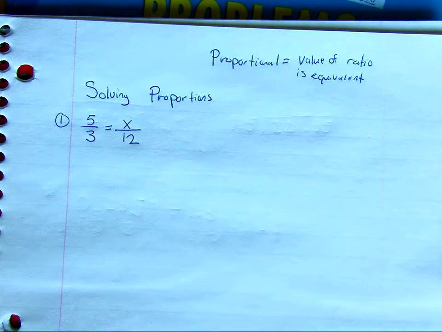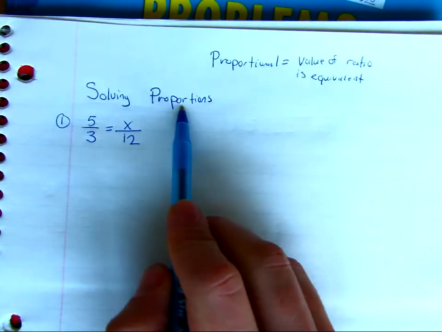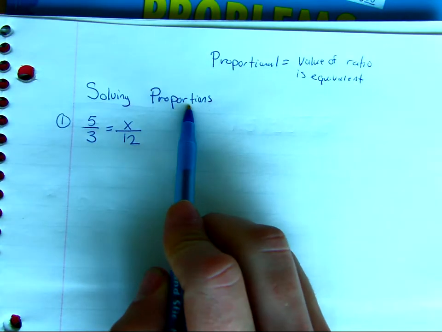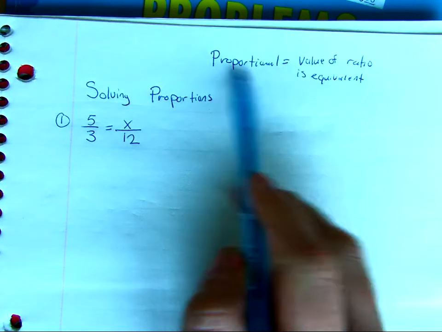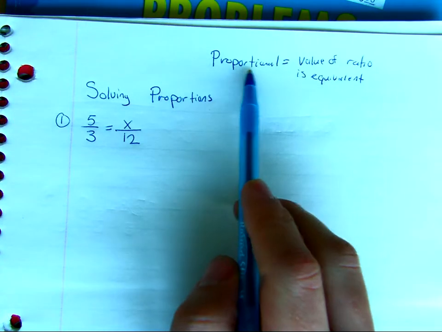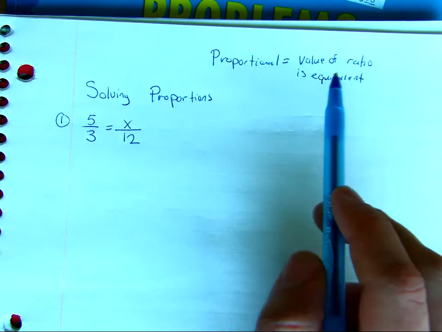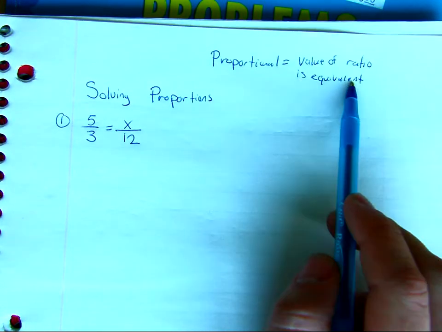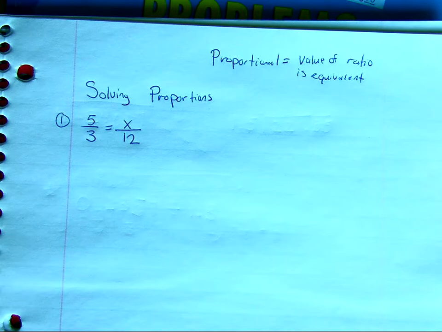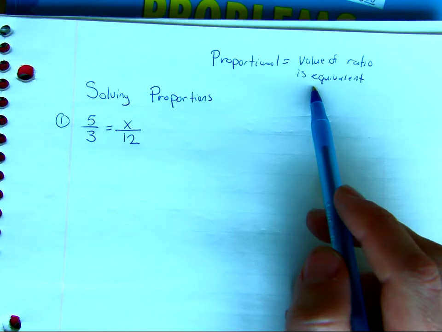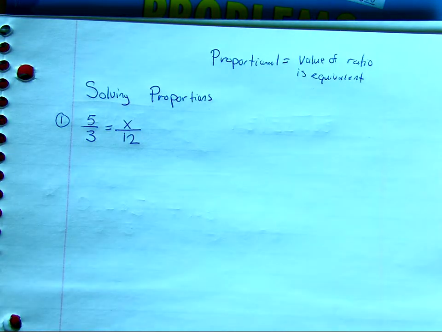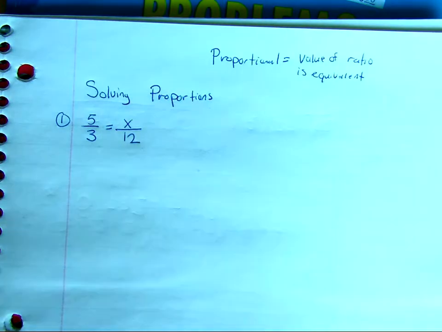Okay. So today we're going to look at solving proportions. What the word proportion means is based off of this word that you're going to hear a lot of times with ratios called proportional. When we're talking about something being proportional, it means the value of the ratio is equivalent. So like those ratio tables you've made in the past, or equivalent fractions, that's right hand in hand with proportional.